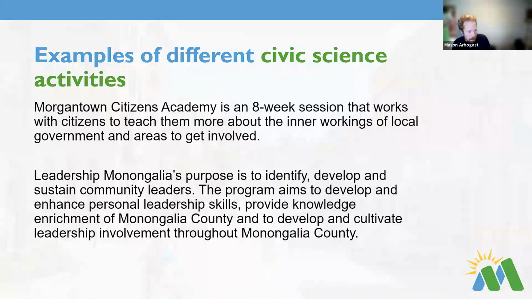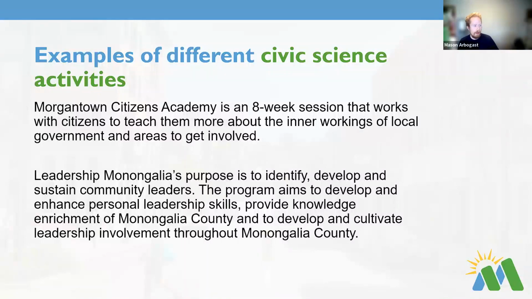A couple of examples here in Morgantown. We have the Morgantown Citizens Academy, which is an 8-week session for folks of all backgrounds to be able to come in and learn more about the local government and areas to get involved.